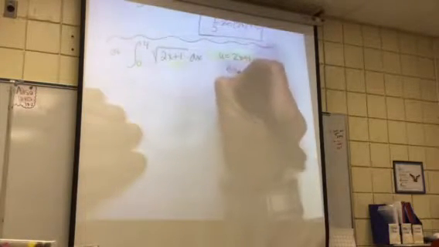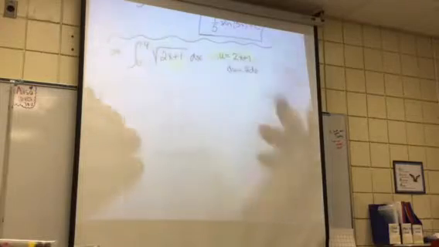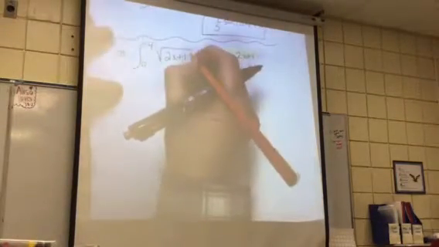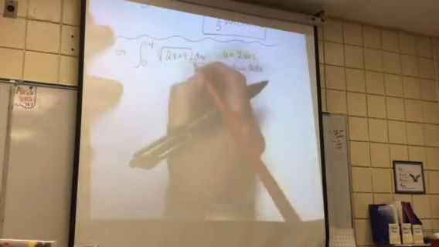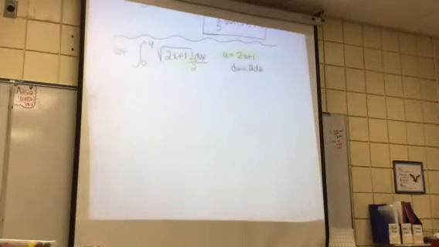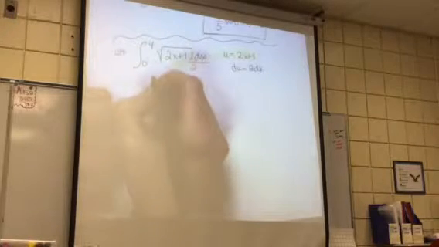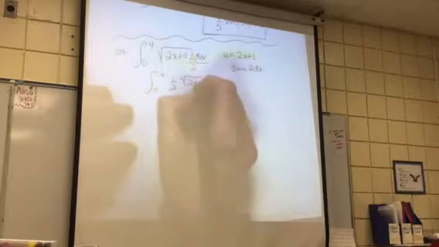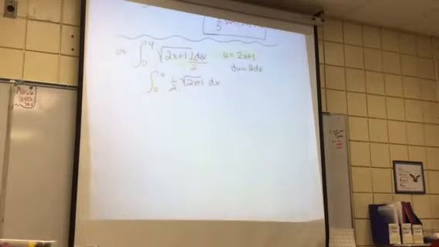What is my du? 2 dx. Okay, so I'm missing a 2. So that's 1/2. So that will leave a 1/2 in it, correct? So now it's from 0 to 4, 1/2 square root of 2x plus 1 dx.